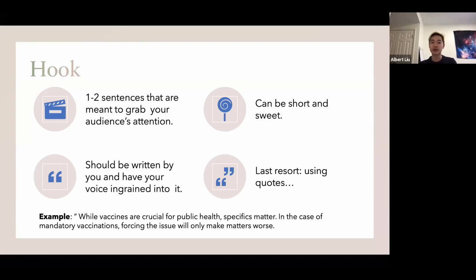So the example here that we provided is that while vaccines are crucial for our public health, the specifics still matter. In the case of mandatory vaccinations, forcing the issue will only make matters worse. And so this is trying to say that we have to look closer at the issue and we have to look at really the delivery mechanism, and it's supposed to be like an attention grabber.